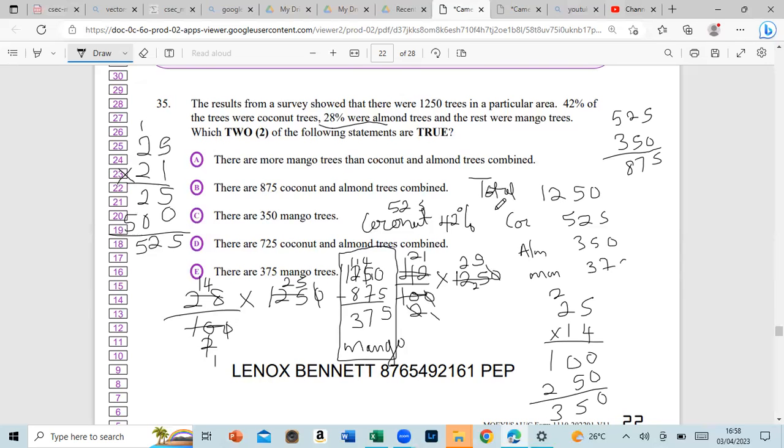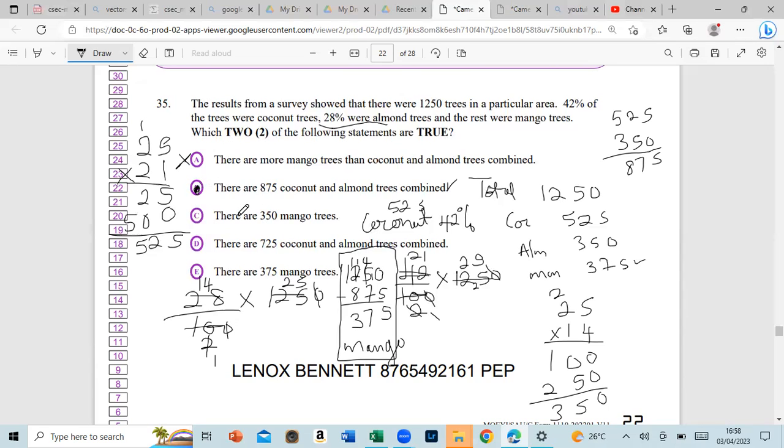So let's see what they say now. They said there are more mango trees than coconut combined. That is not true. Since mango is only 375, we can eliminate that. So we're going to use the elimination process. There are 875 coconut and almond combined. That is true. We did it right here without even realizing. So that is true. So B is correct.